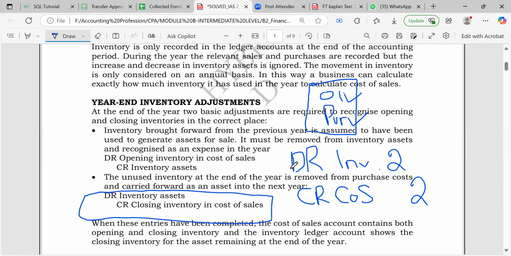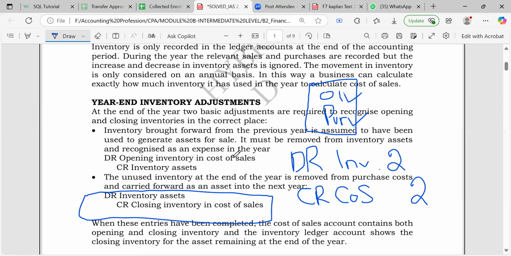Now what about the opening inventory? I think now we can also say that this is just obvious, because remember, this was the closing inventory, but for the next accounting period, it would be the opening what? Inventory. Yes, it will be the opening inventory. So this is what we're going to do. You just have to do the opposite, right?